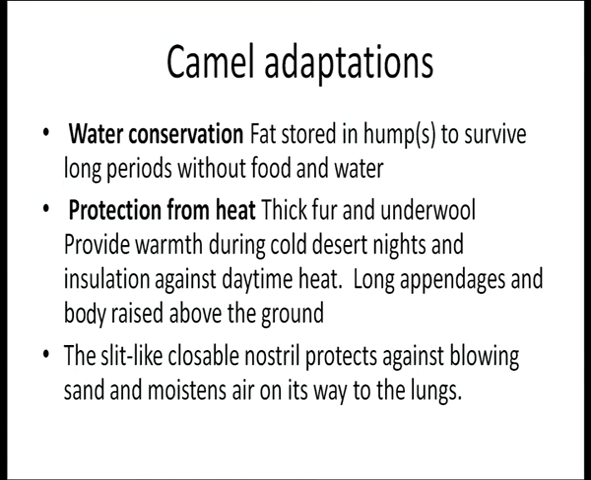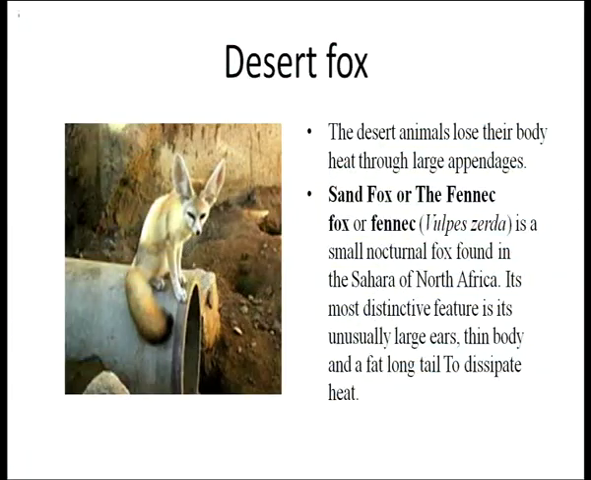Protection from the heat is done by a thick fur and underwool that provide warmth during the cold desert nights and insulation against the daytime heat. The long appendages raise the body above the ground. A slit-like closable nostril protects against the blowing sand and moistens the air going to the lungs. The desert animals lose their body heat through the large appendages.